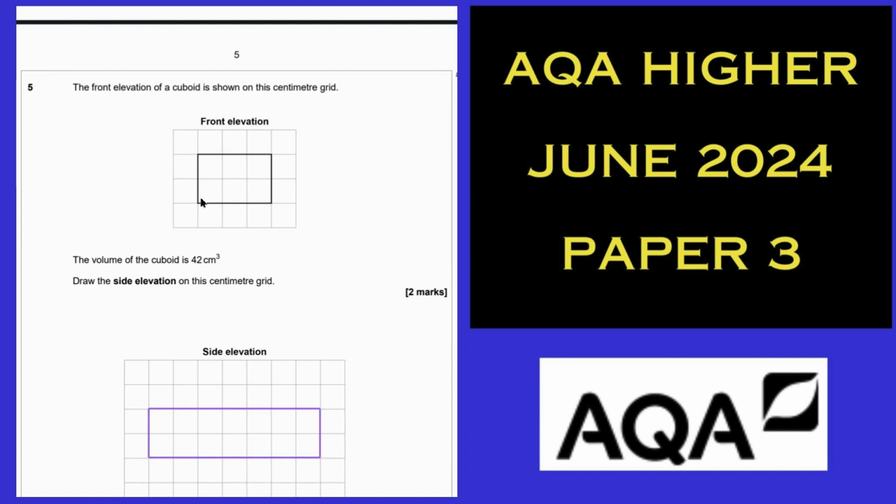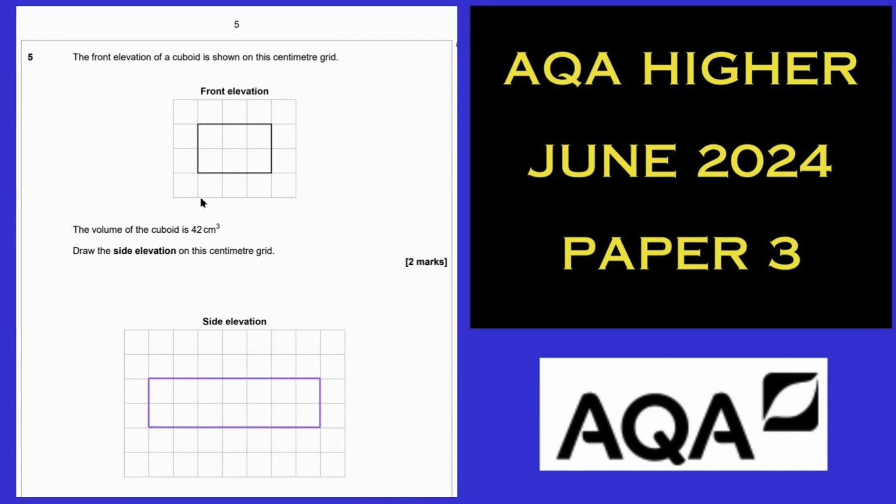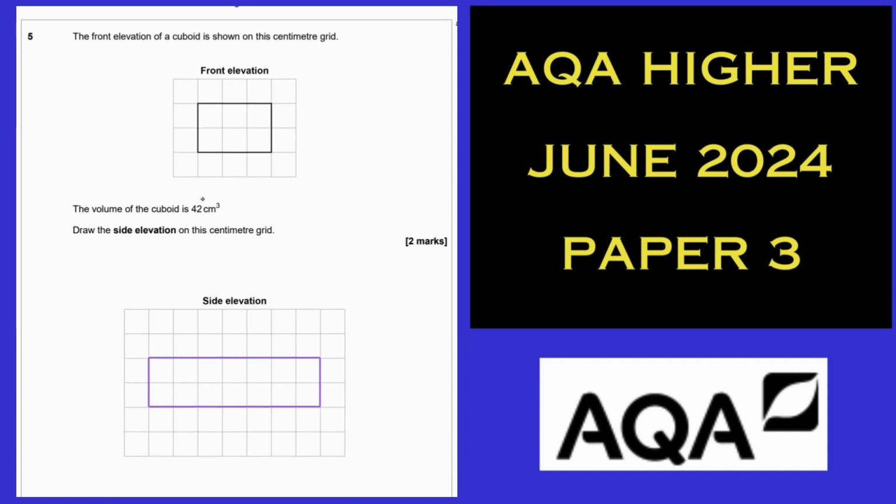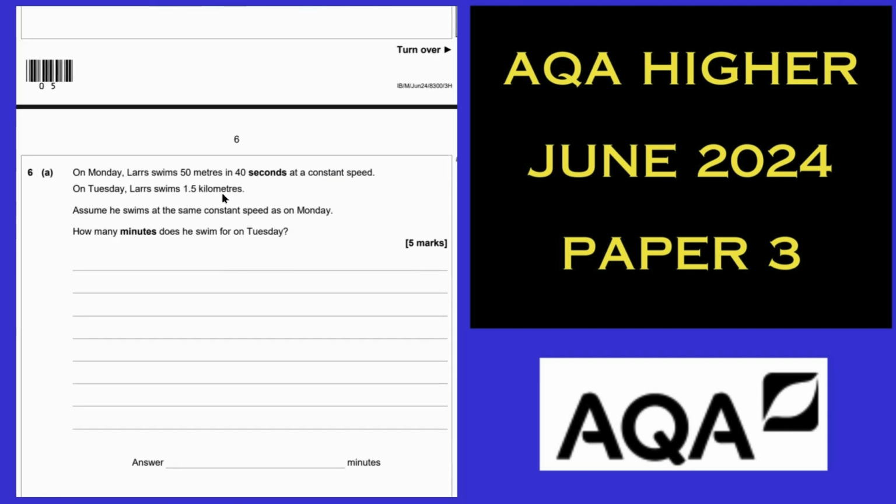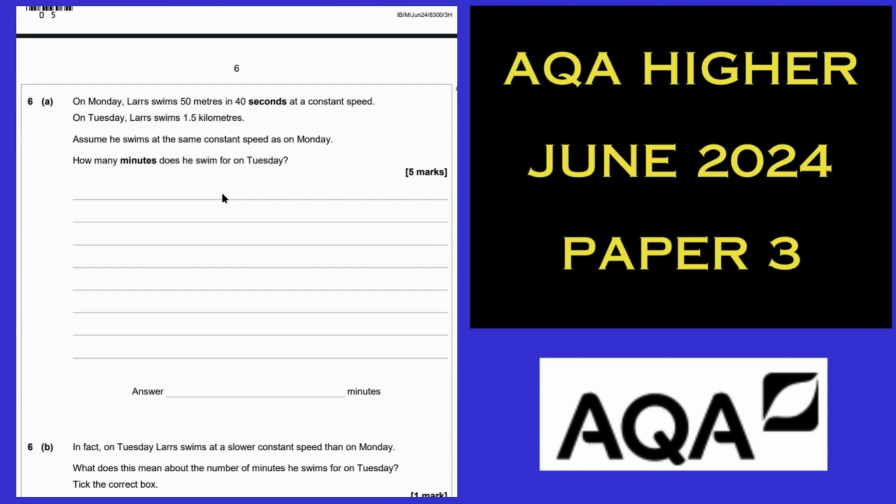Number 5, I'm rubbish with technology, so as you can see, I've drawn it already. If the volume is 42, the 2 dimensions you're being shown multiply to make 6, so you'll get the 3rd dimension to be 7. That's it. Always use a ruler for me.